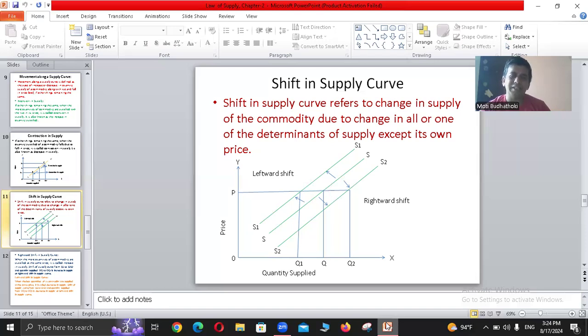And in case of an unfavorable condition for the producer, the supply curve shifts leftward. Favorable condition means an increase, a shift to the right side, and in case of an unfavorable condition, the supply curve shifts to the left-hand side. We can describe it.